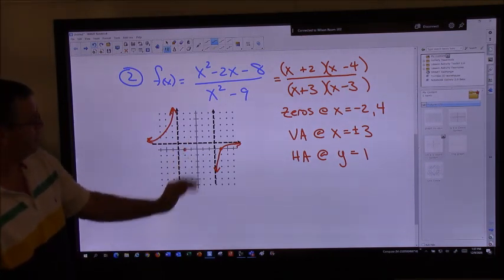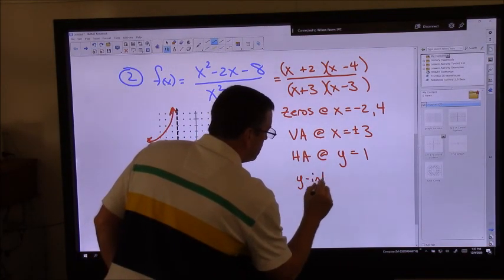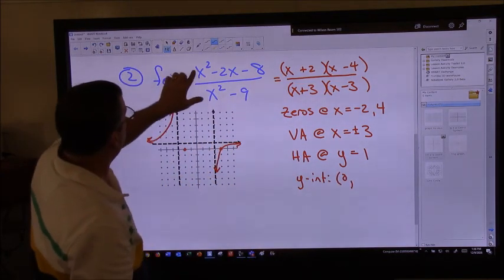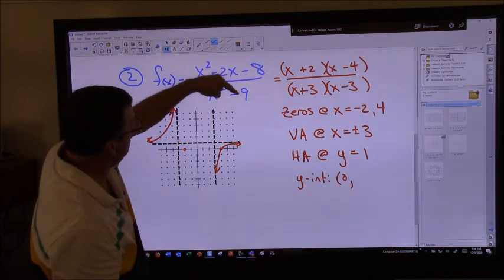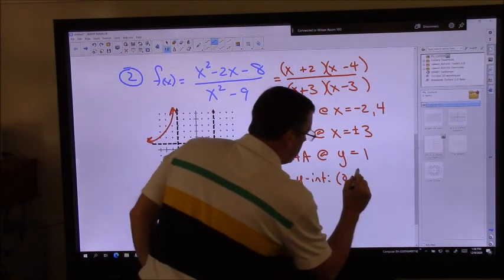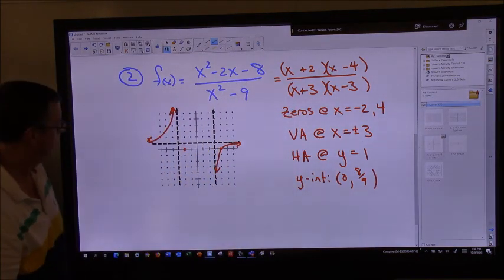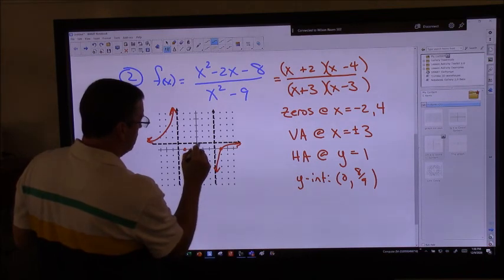If I plug in x equals 0, my y-intercept is going to be 0, comma. If I plug in zeros here, I get negative 8 divided by negative 9. That's a positive 8/9. I've got to hit that point. 8/9 is just a little bit less than 1, so right about here.